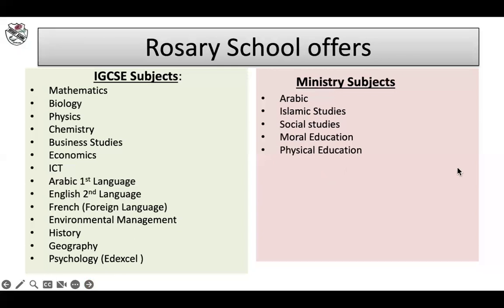Right, as Miss Judith mentioned, you have to keep your options broad. Rosary School is offering 15 subjects. So the subject list is here. We are offering mathematics, all sciences, biology, physics, chemistry, business, economics, ICT, Arabic as a first language. English we are offering as a second language.